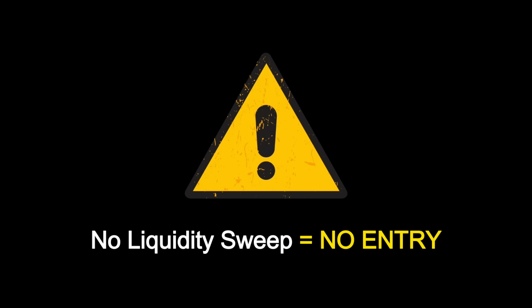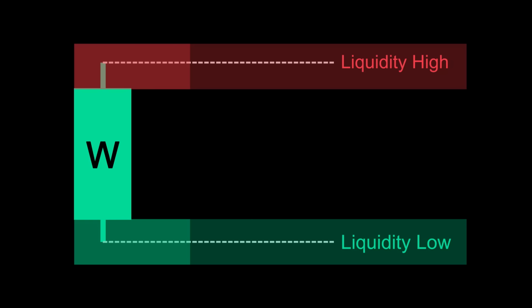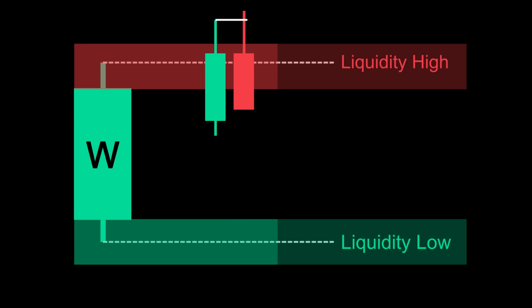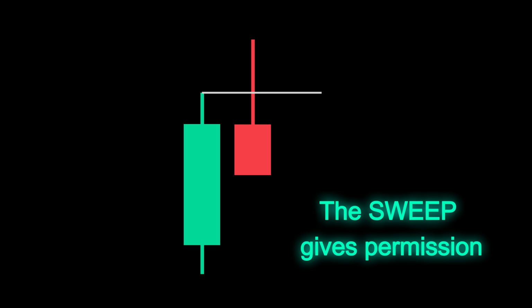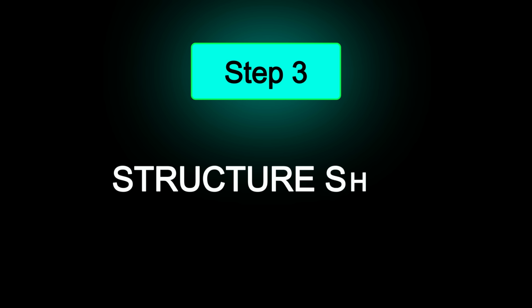If price hasn't taken stops, there's no fuel for expansion. You need to see price run above a high or below a low, then reject. That sweep is what shifts the odds. The sweep gives permission. Step number 3 is structure shift.